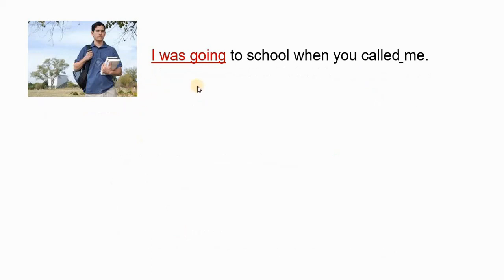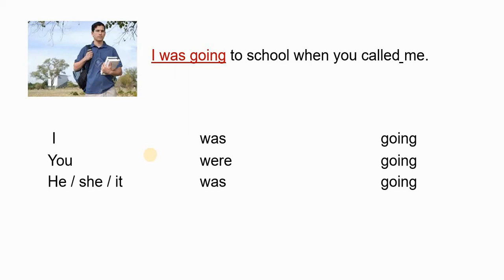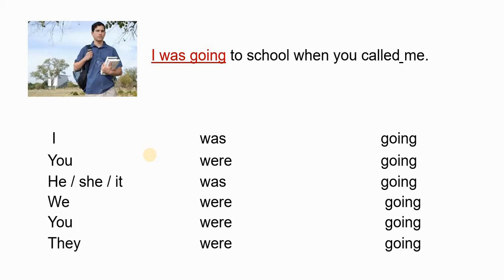I was going to school when you called me. So the same sentence again. I was going to school when you called me. So I was going, you were going, he, she, it was going, we were going, you were going, and they were going. So the affirmative form is made up of the subject.